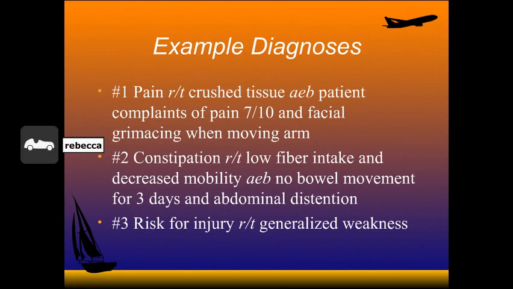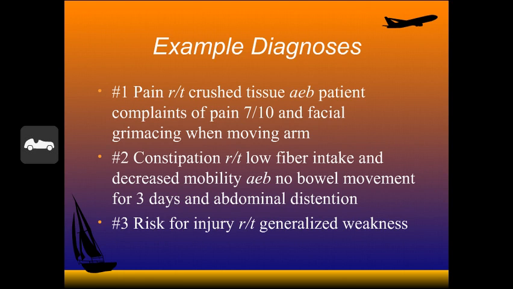Let's take a look at a few example nursing diagnoses. As you can see, I've numbered them in order of importance for my client. Number 1 is pain related to crushed tissue, as evidenced by patient complaints of pain 7 out of 10 and facial grimacing when moving the arm.